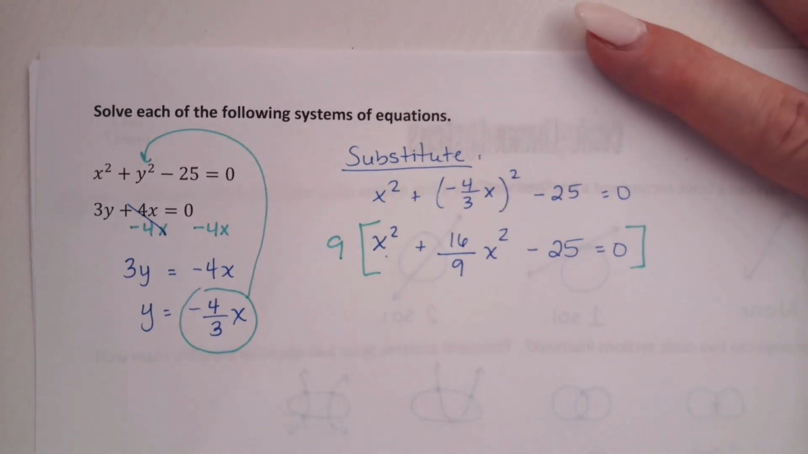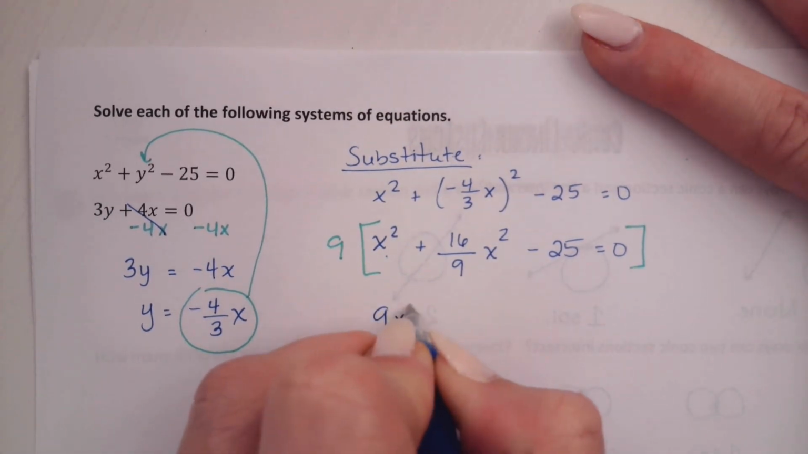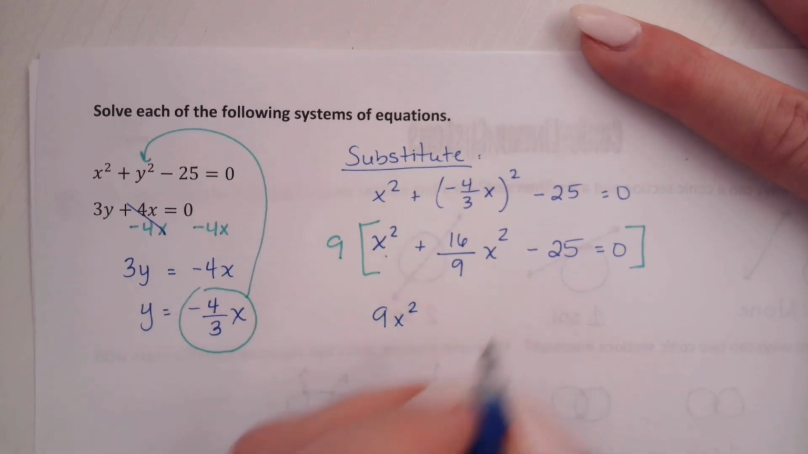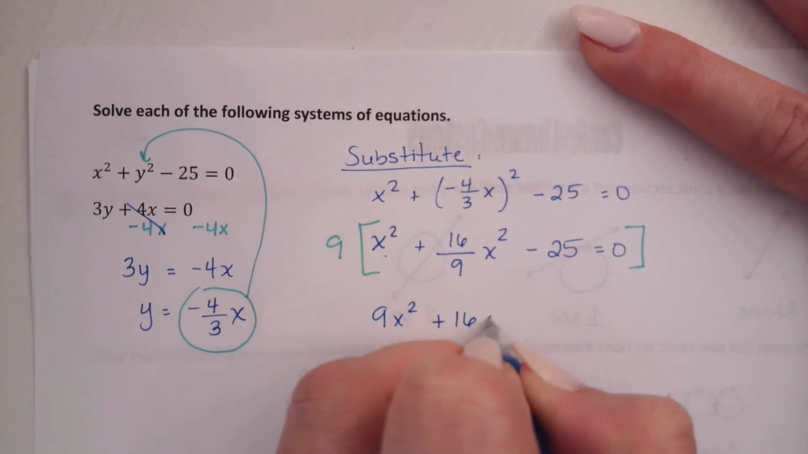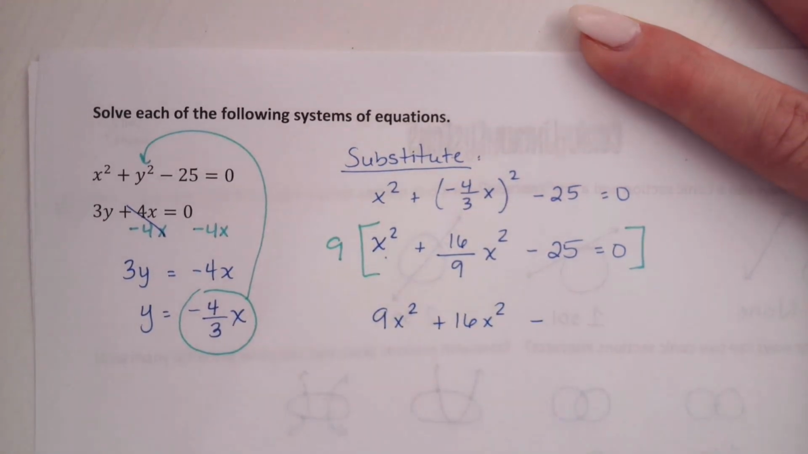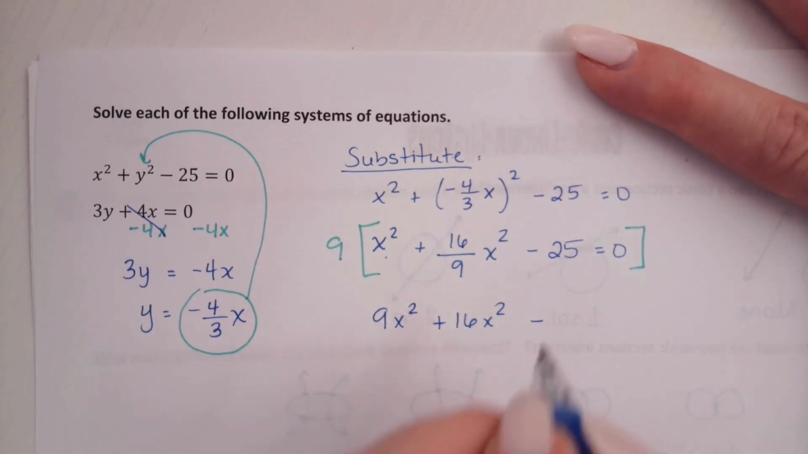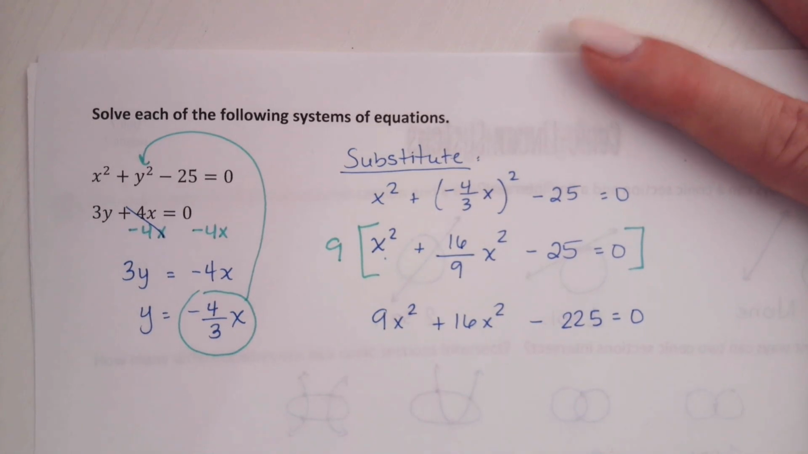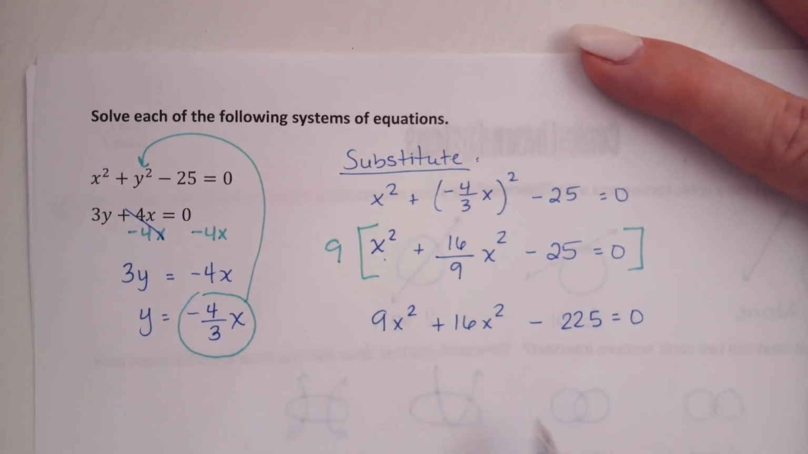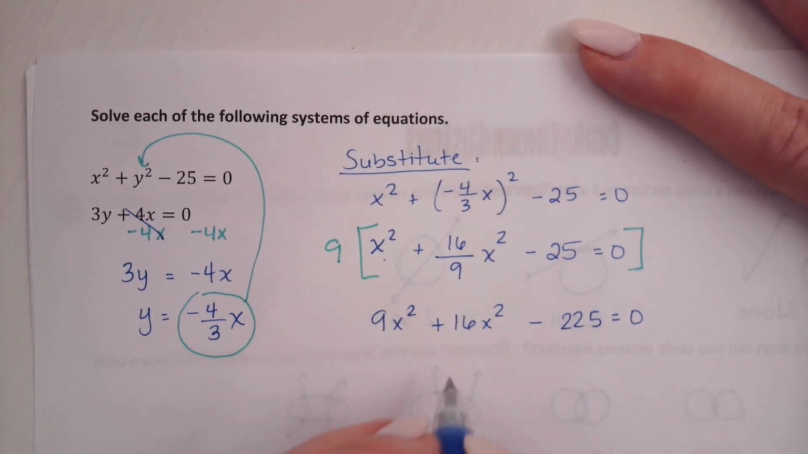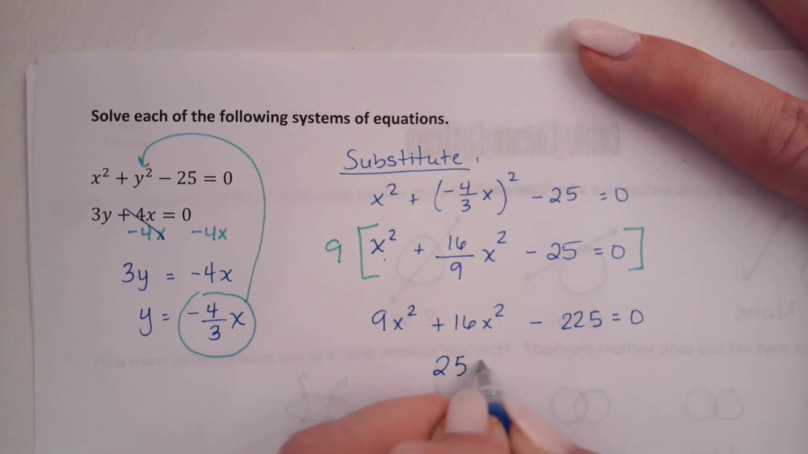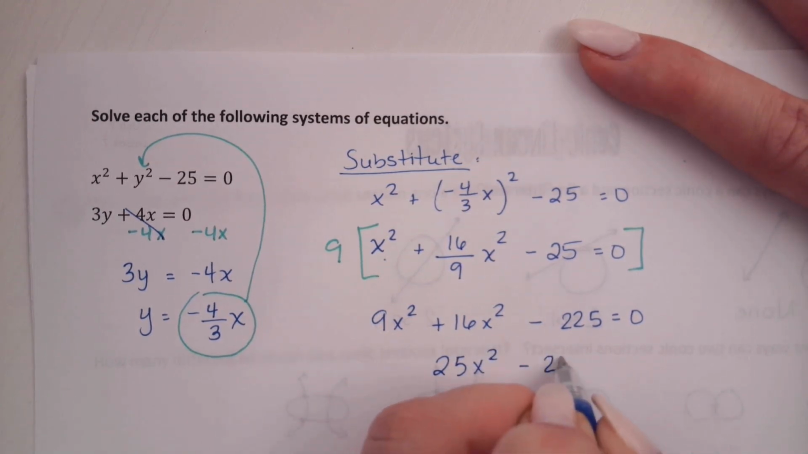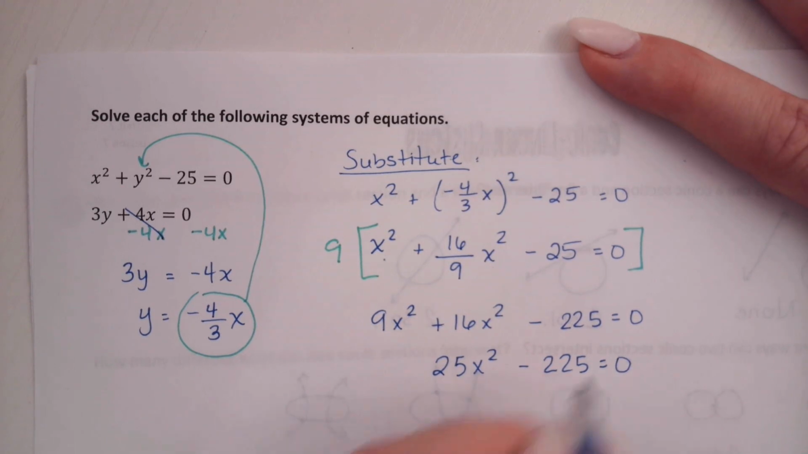So we'll have 9x squared plus, the 9 will cancel out on the next one, so we'll get 16x squared, minus, what's 9 times 25? 225. Equals 0. If I combine those two like terms, 25x squared minus 225 equals 0.